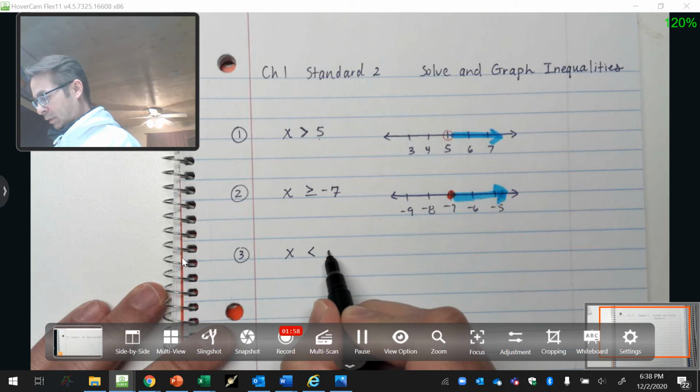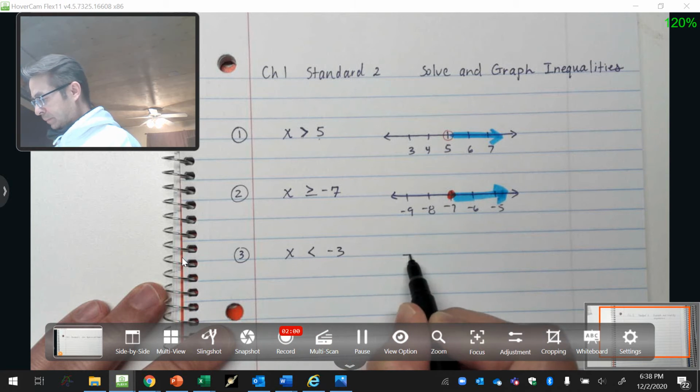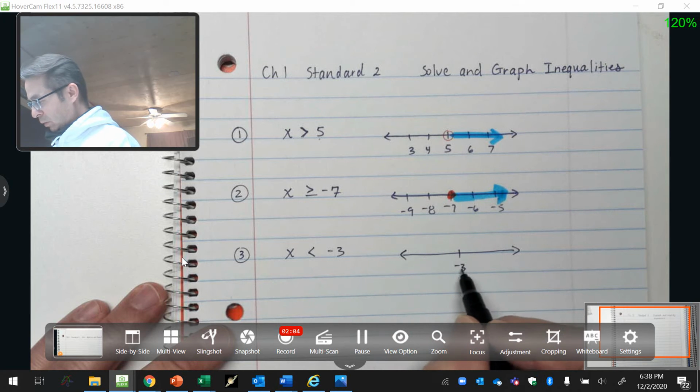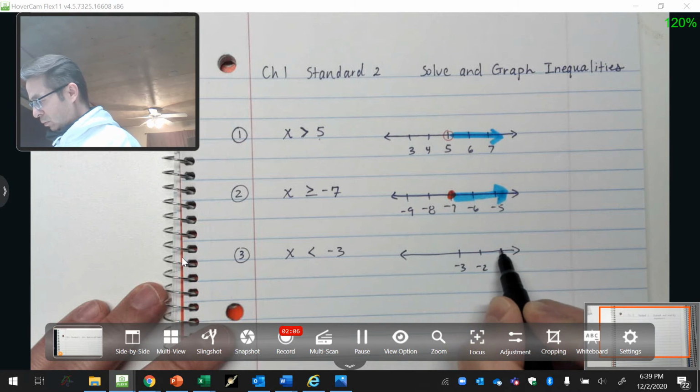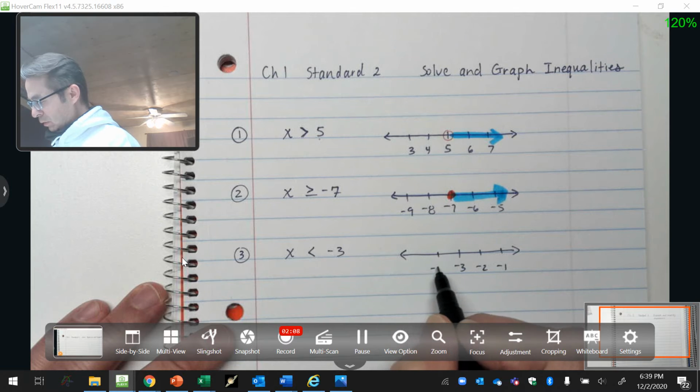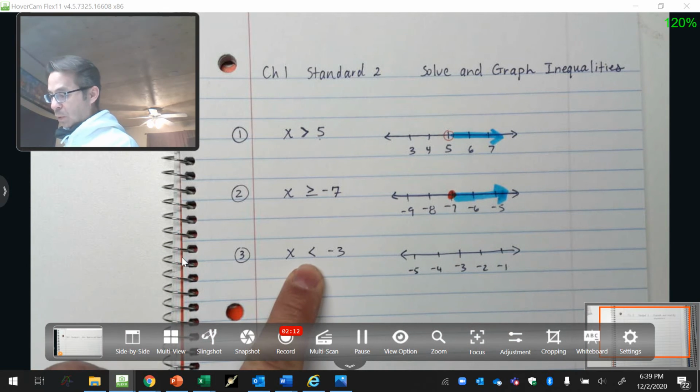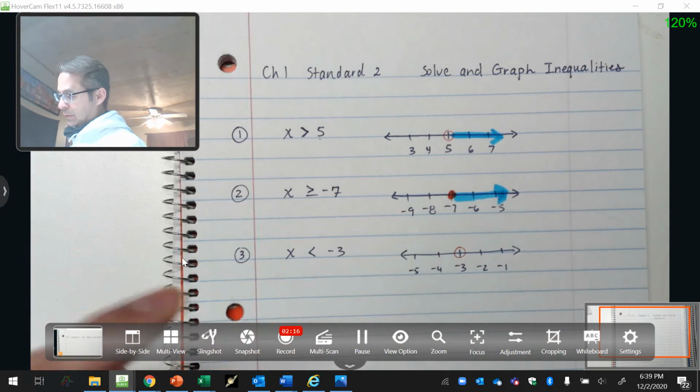Less than -3. -3, -2, -1. So open circle, and less than is to the left.